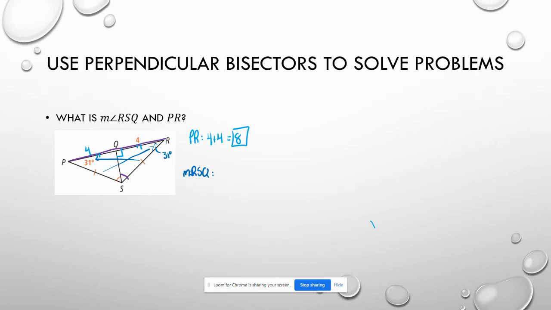So this angle's measure is 31 degrees. We know this one is 90 because it's a perpendicular bisector. And then let's call this x, just so we can put it into an equation. If we add up these three angles, we have 90 plus 31 plus x has to be equal to 180 degrees. So this gives me 121 plus x is equal to 180, or x is equal to 59. So the measure of this angle is 59 degrees.